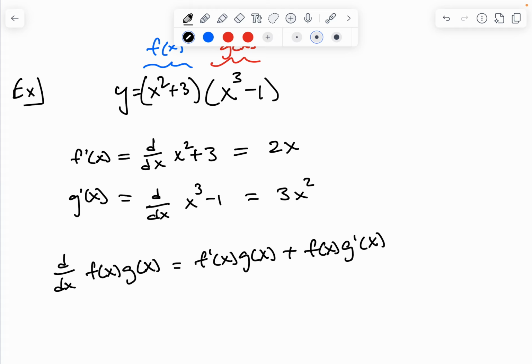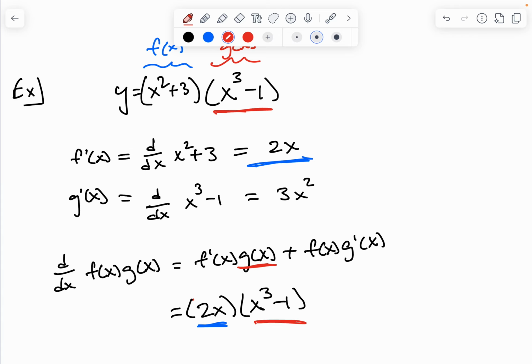So we have f prime of x is equal to 2x, right? And then multiplied by g of x. So this is your blue. Then we have g of x, which is your red, multiplied by x cubed minus 1. Oh my goodness. Sorry, guys. Too many colors. x cubed minus 1. This is your red, that's your g of x.